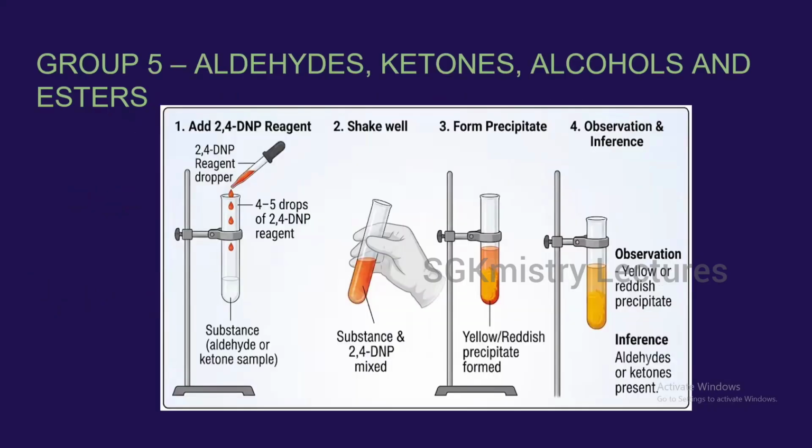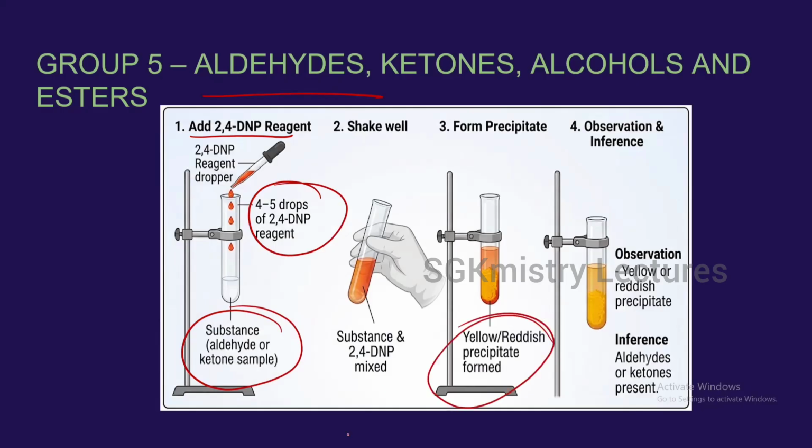So let us look into how to test for aldehydes and ketones. First of all, we are going to do the 2,4-DNP test. You're going to take the substance, that is the aldehyde or ketone sample, in the test tube. Then you're going to add 4 to 5 drops of 2,4-DNP. Once you shake the contents of the test tube, you can see that a yellow or reddish precipitate is formed, which suggests that aldehydes or ketones may be present. So the given compound may be an aldehyde or a ketone.